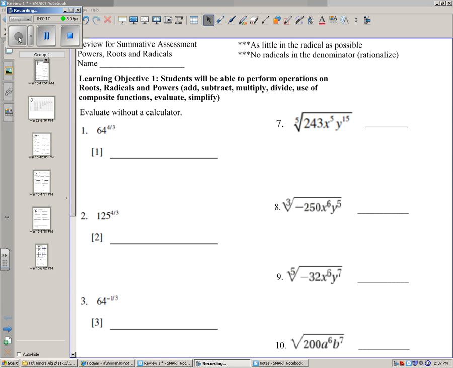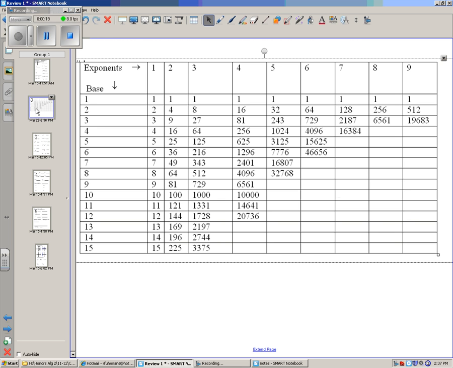One thing you might want to have out is your cheat sheet. That's what I'm going to be using to get the regular numbers, the coefficients, out of the radicals. Otherwise, as far as exponents go, remember we'll be using division.